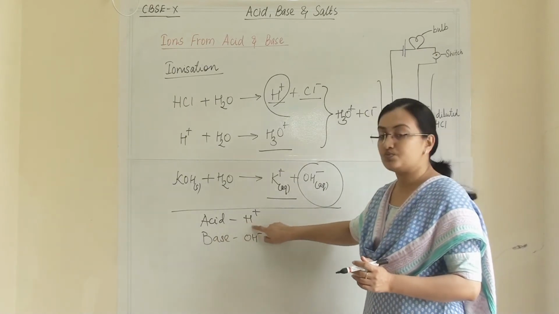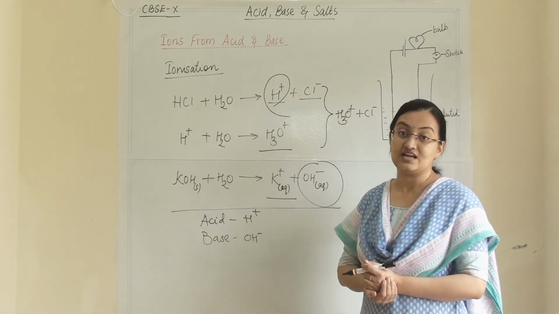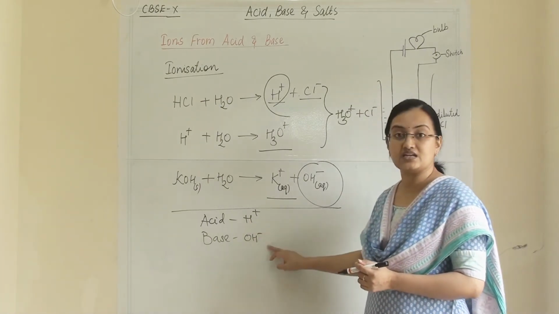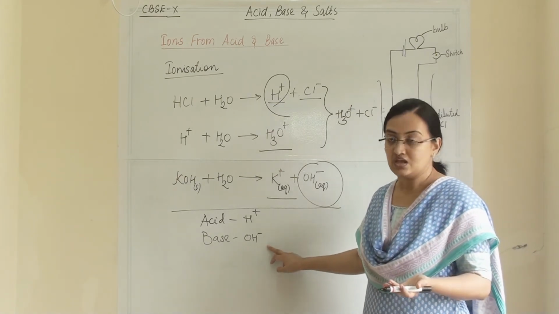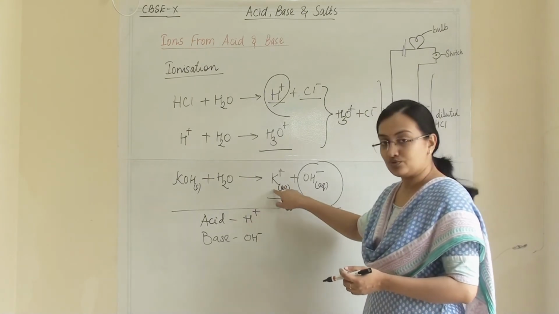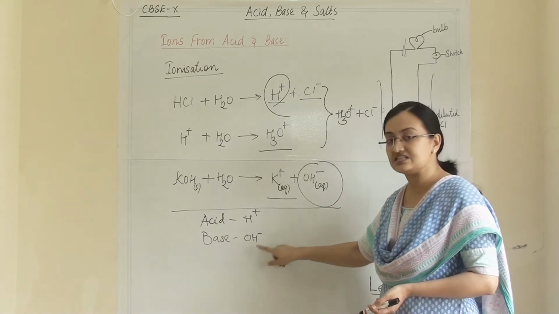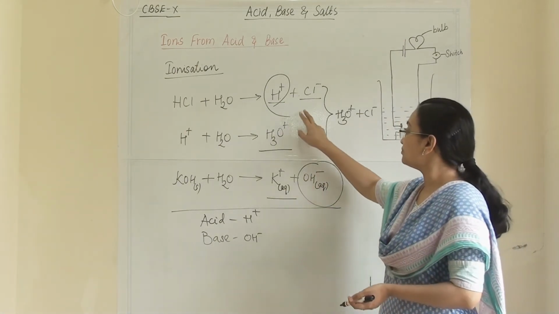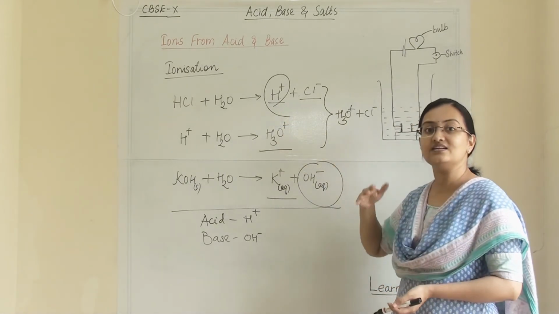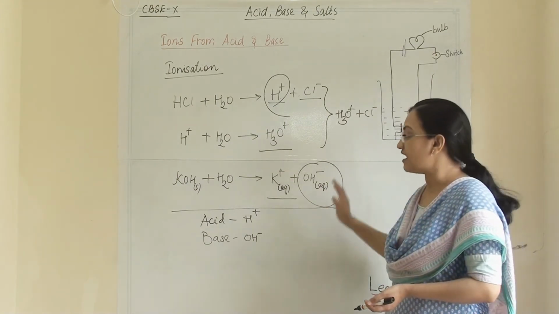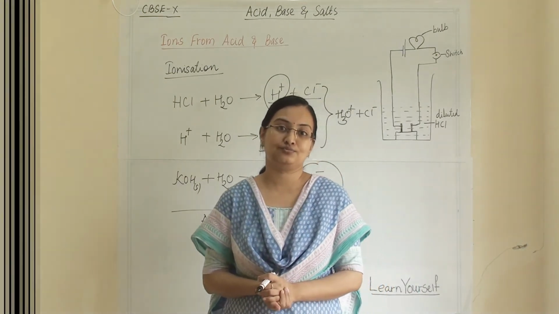So the H plus ion is responsible for the acidic nature of acid, and the H plus and OH minus ions are simultaneously responsible for the litmus test also. If a dissociation product is giving you OH minus, then it is a base, and if the dissociation product is giving you either H plus or the hydronium ion, then it is an acid. And these two ions are responsible for their acidic and basic nature.